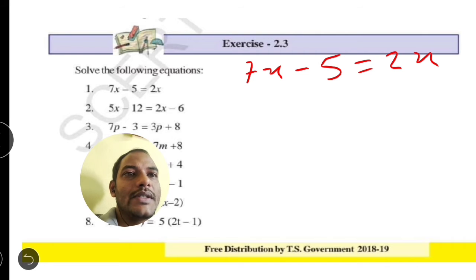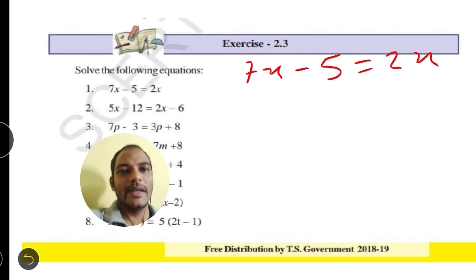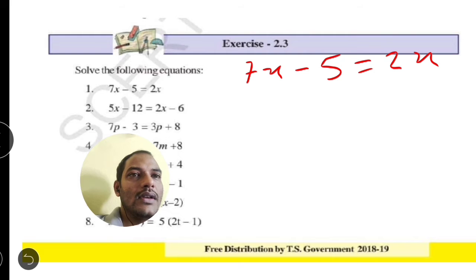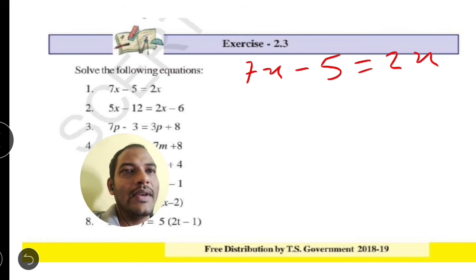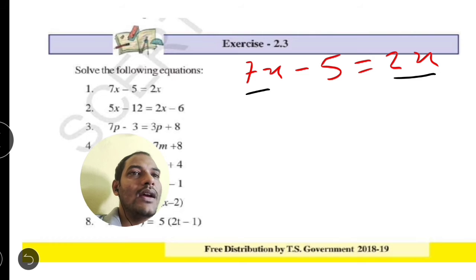So the first question is 7x minus 5 equals 2x. Let us solve this. When the variable is on both sides of the equal symbol, how do we solve it? Very simple: write the variables on the LHS side and constants on the RHS side. So what are the variables here? 7x and 2x, both are variables. You have to write them on the left side of the equal symbol. And constants, we have only one constant, that is minus 5. Write it on the right side of the equal symbol, then simplify, and you will get the variable answer.